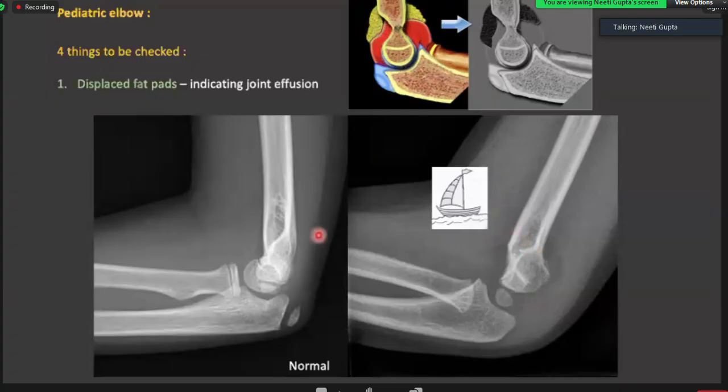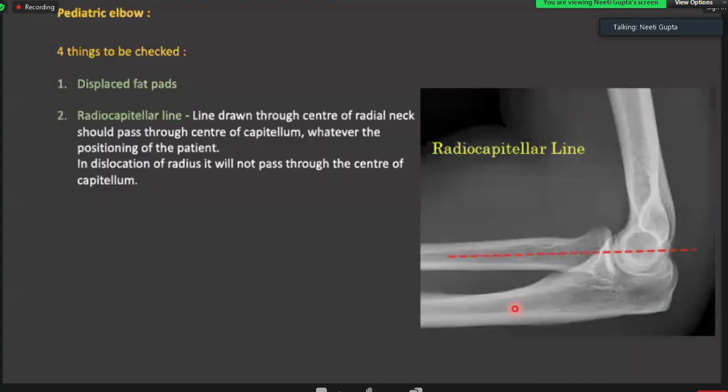And an anterior fat pad is normally visualized, but when it looks like the sail of a ship, it means that it is elevated, again indicating joint effusion. So, in the history of fall in a pediatric patient, if you're getting joint effusion, it indicates hemarthrosis. Now, hemarthrosis would occur due to an intra-articular fracture. So, your next aim will be to localize the fracture.